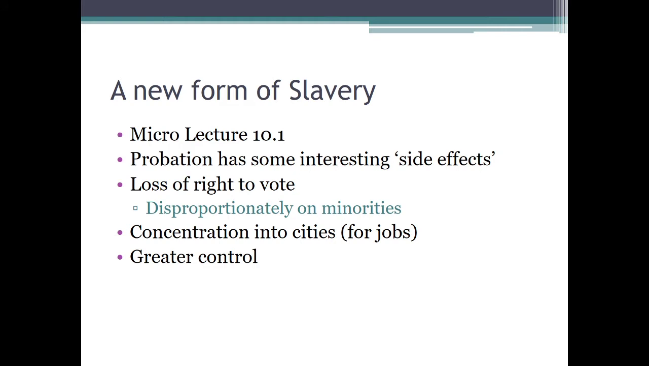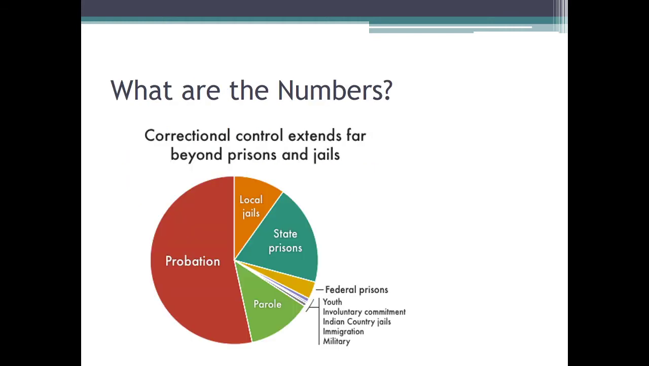One could argue, and this is going to be a somewhat contentious micro-lecture, that probation and parole has been used, along with corrections, as a new form of slavery or exploitation in our country. So probation has some very interesting side effects, one of which would be the loss of the right to vote, one of which would be the concentration of people on probation and parole outside the countryside and into particular areas, one of which would be the greater control over people who commit this. So we'll look at all of those in micro lecture 10.1, somewhat a contentious lecture, but I think it's worth exploring. Okay, what are our numbers?